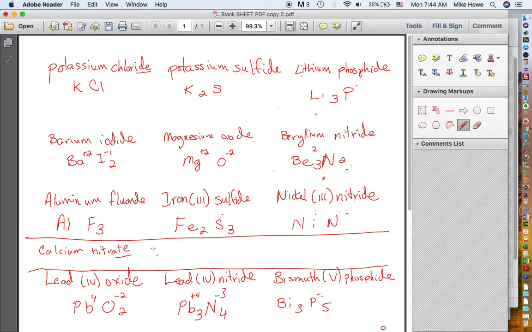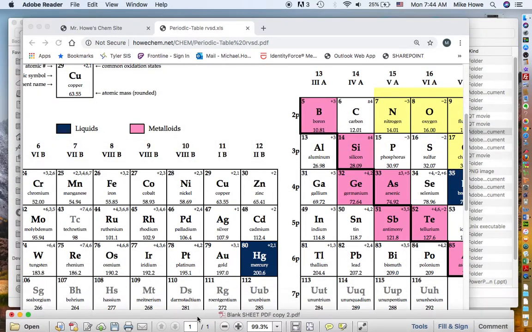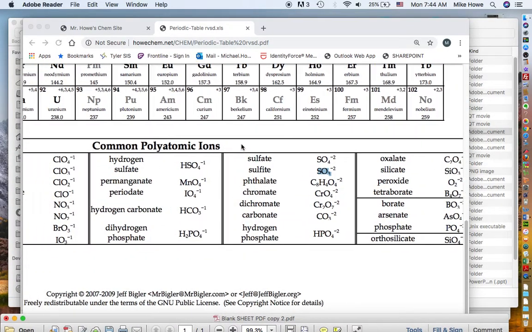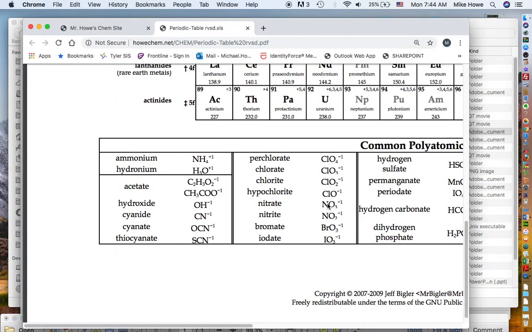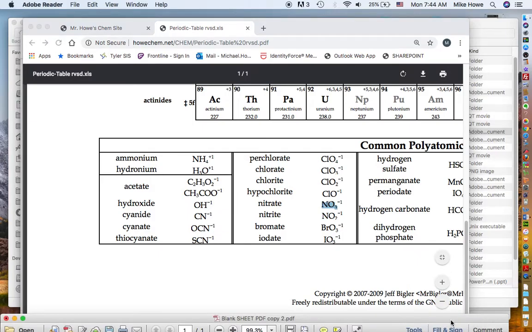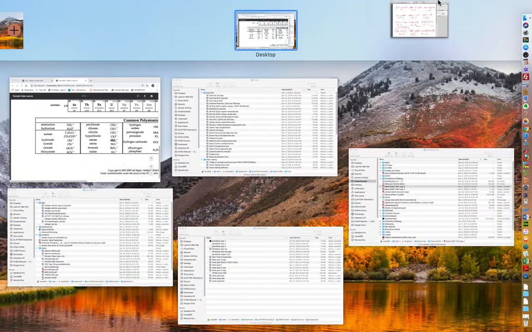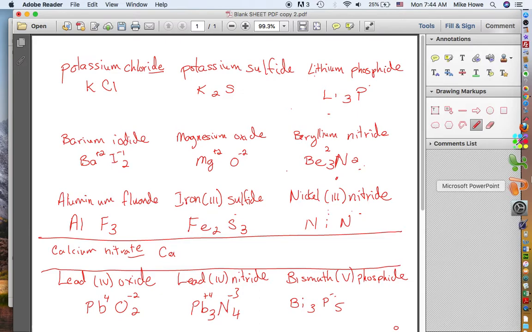So we'd write down a symbol for calcium, and then we go to the periodic table. That's on the bottom of your table. There's a list of polyatomic ions, and look for one that says nitrate. Oh, there it is right there. Nitrate, NO3, and it has a -1 charge. So calcium and then nitrate's NO3, and its overall charge was -1. Off of your periodic table, the calcium's +2.